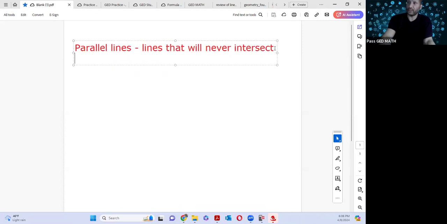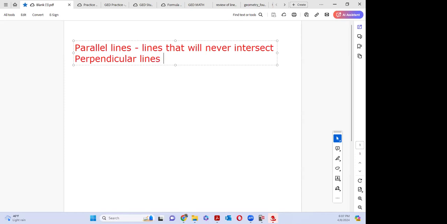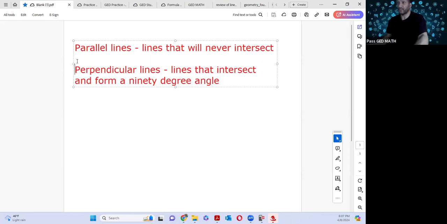What are perpendicular lines? Lines meet. Is that intersect? Intersect. 90-degree angle. So it's not that they just intersect, they intersect and they form a 90-degree angle.